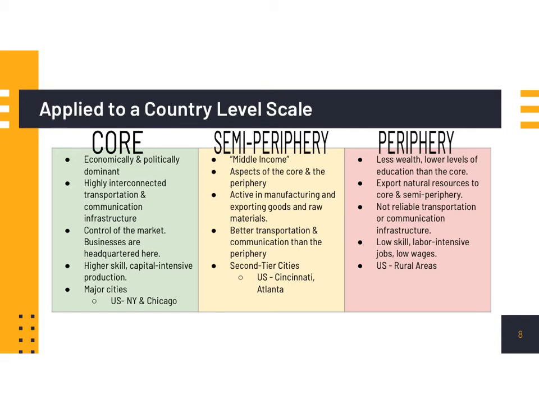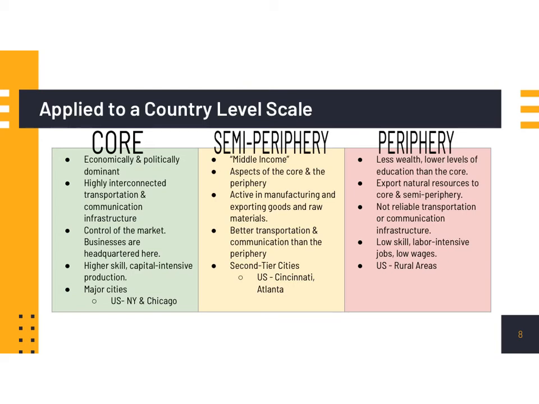And then there's the semi-periphery. Semi-periphery is kind of your middle income areas. These have some aspects of the core, some aspects of the periphery. You do have some active manufacturing. We do have some exporting of goods and raw materials. We're also doing some processing of raw materials.